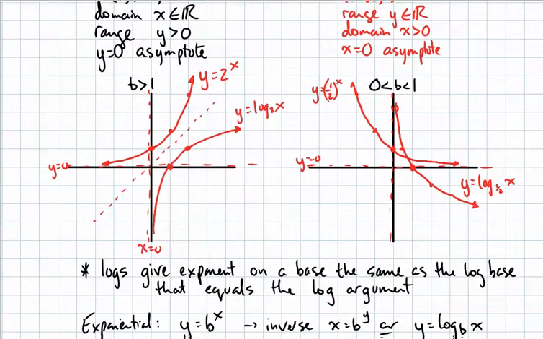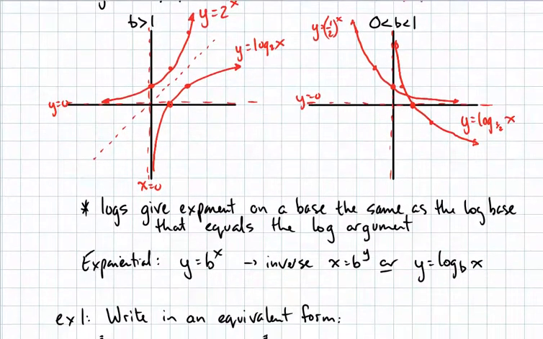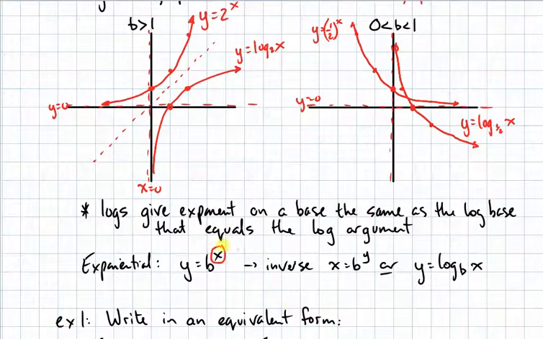Now, logarithms give the exponent on a base that's the same as the log base, that is equal to the log argument. So if I have an exponential function y equals b to the x, the inverse of that can be written x equals b to the y. The other way that's more commonly written is y equals log base b of x. Now notice that the y is the exponent. So what was the exponent on the exponential is now the result or the output.